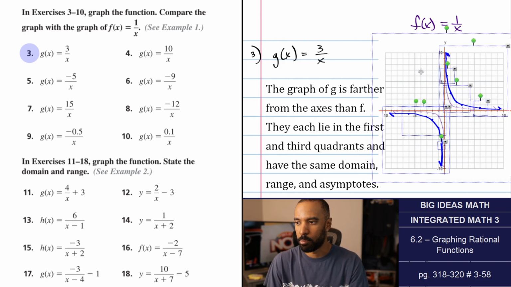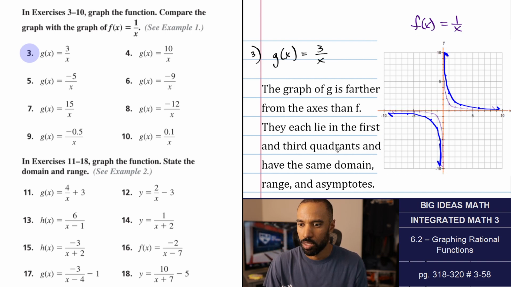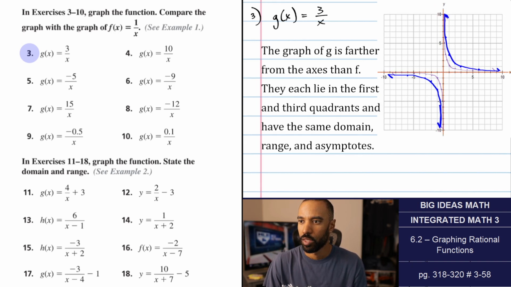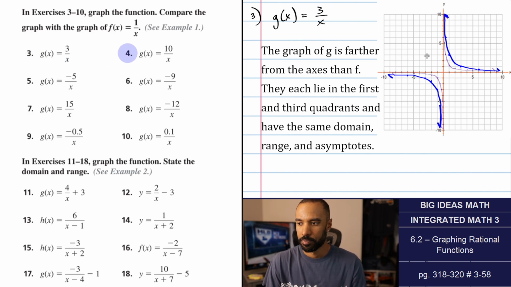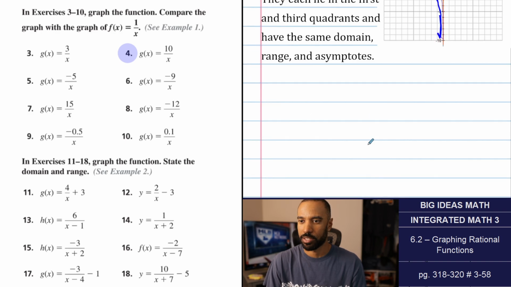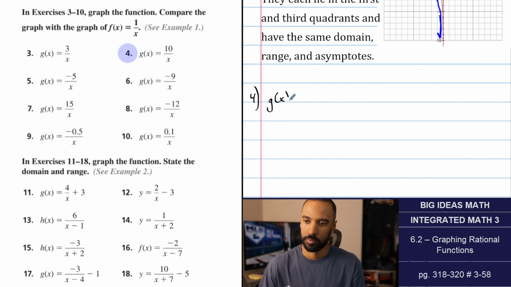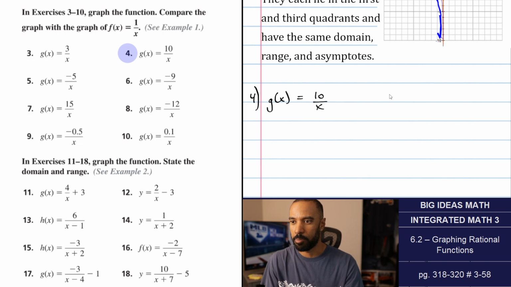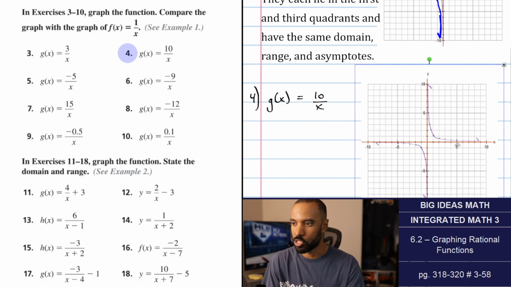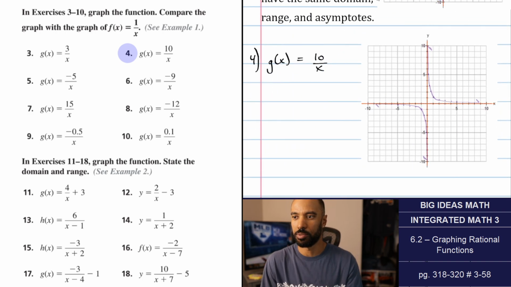All right, so that is number 3. Okay, number 4. g of x equals 10 over x. Okay, so I get to just copy paste what we had here before. That's cool. This is the 1 over x, f of x we're comparing to.